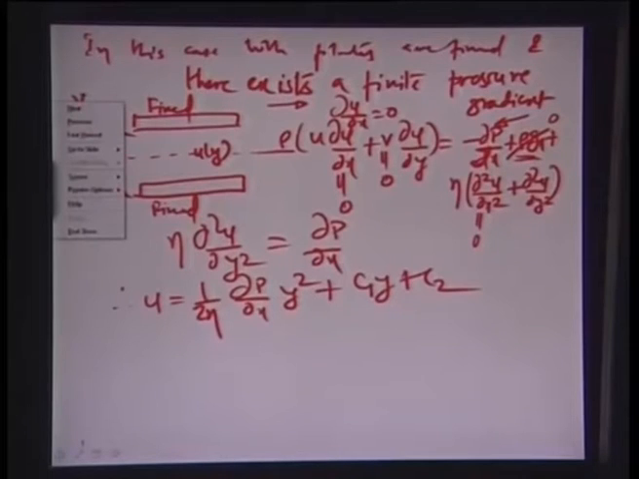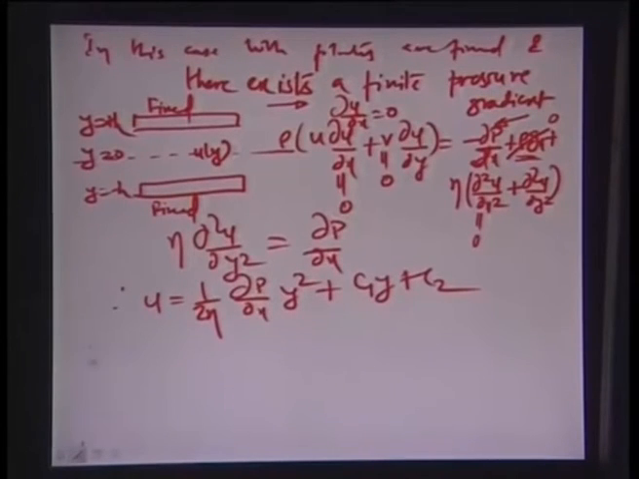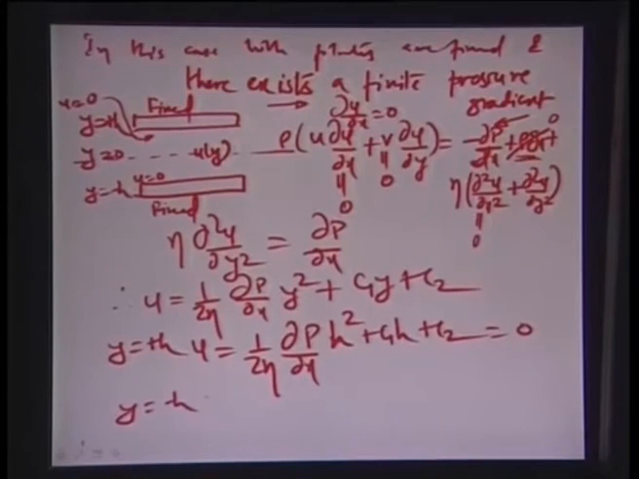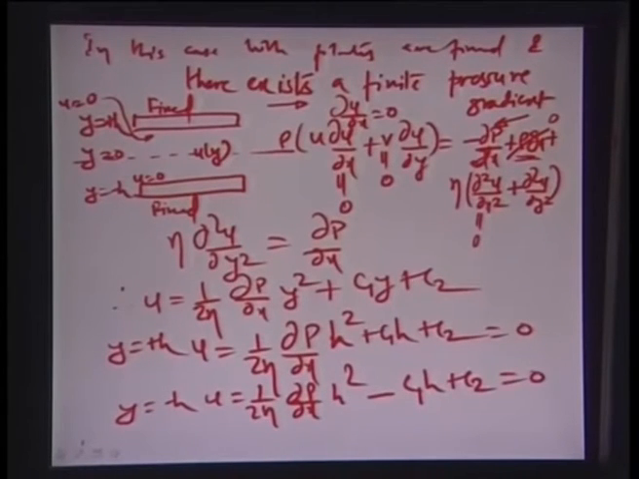So u, essentially the velocity close to both the plates, the upper and the lower plates, is zero in this case. So u equal to 0 here, u equal to 0 here. Both the planes essentially have zones of no slip. So in that case, at y equal to plus h, u becomes 1 by 2 eta del p by del x, h square, plus c1 h plus c2, and that is 0. And at y equal to minus h, u becomes 1 by 2 eta del p by del x, h square, minus c1 h plus c2, is also equal to 0.